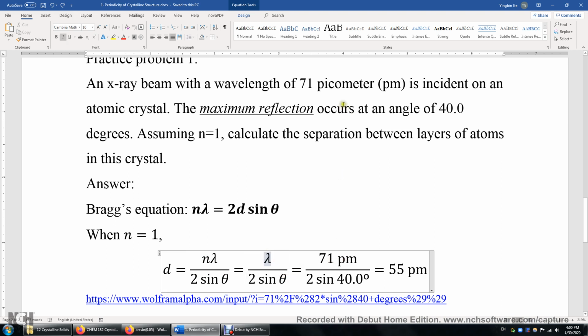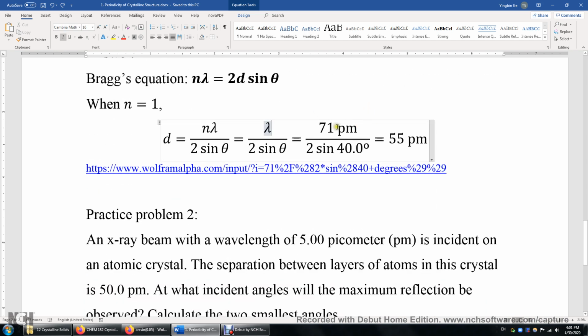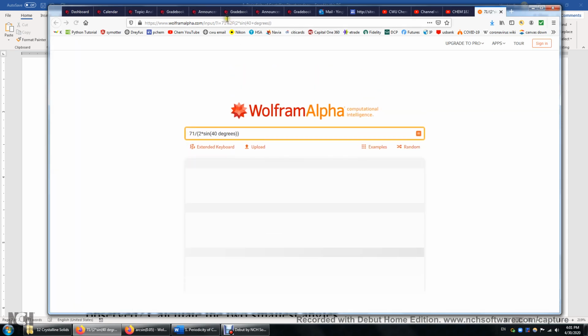Lambda is 71 picometer. Again, 1 picometer is 10 to the power of negative 12 meter, or 0.01 angstrom, or 0.001 nanometer. So again, pay attention to the units. 2 sine theta, 2 times sine 40 degrees. I'm too lazy to even use a calculator, so I used this Wolfram Alpha website. If you Control-click, you will see what I did here.